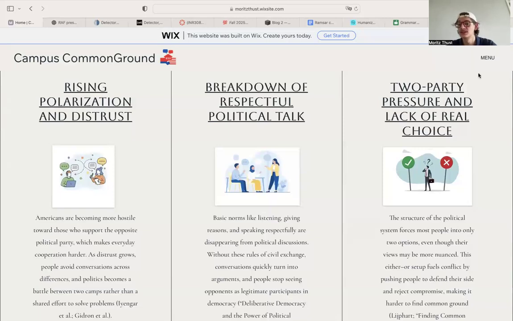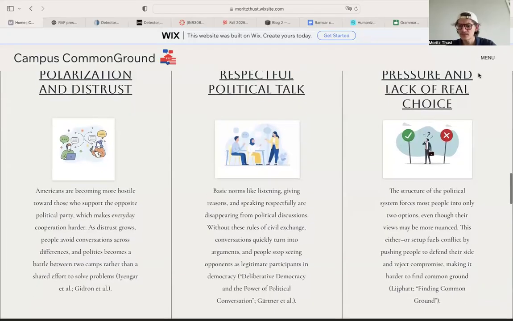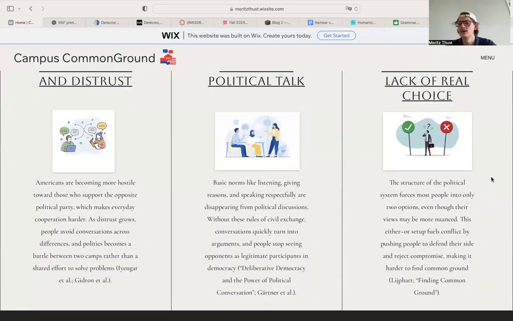The third is obviously the two-party pressure and lack of real choice in the US, where I go over a little bit of how the politics in the US is structured, which is very different to, for example, where I'm from in Germany, where we have multiple parties and you can choose from quite a wide array of opinions to vote for.